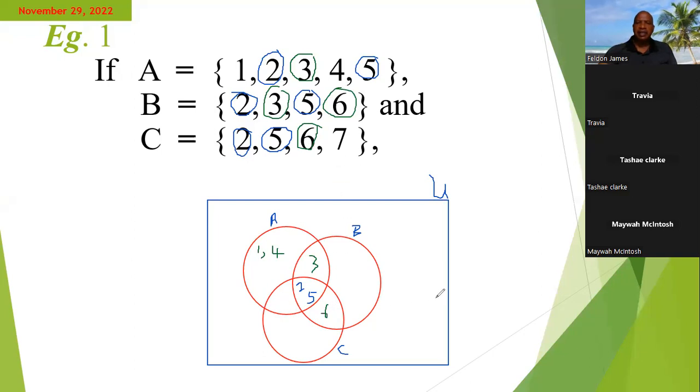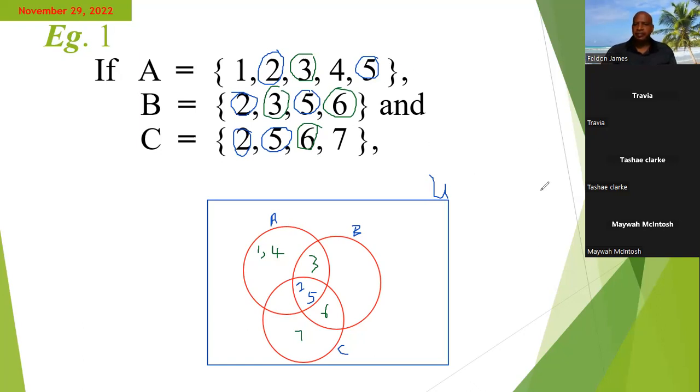All right, anything else? C only, put 7. So we'll put 7 in C only. Is there any member for B only? No, sir. All right, so that's what the diagram would look like.